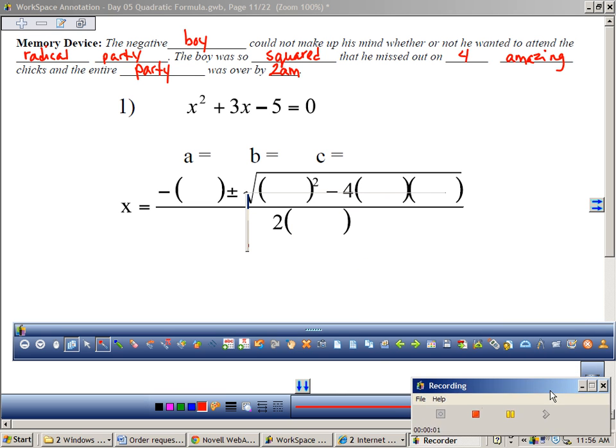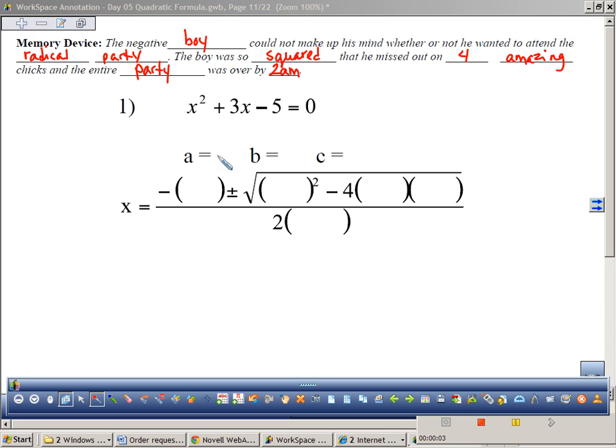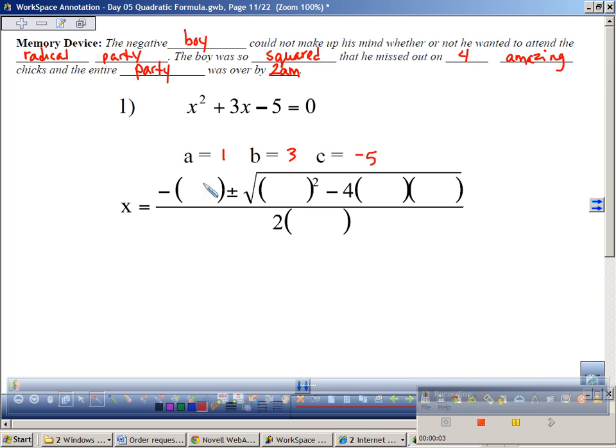So let's put the quadratic formula in motion. Okay, so A is what? 1. And B is? 3. And C is? -5. Okay, let's fill this in. B is 3 and 3, 1 and 1, -5. Now we just have to simplify.